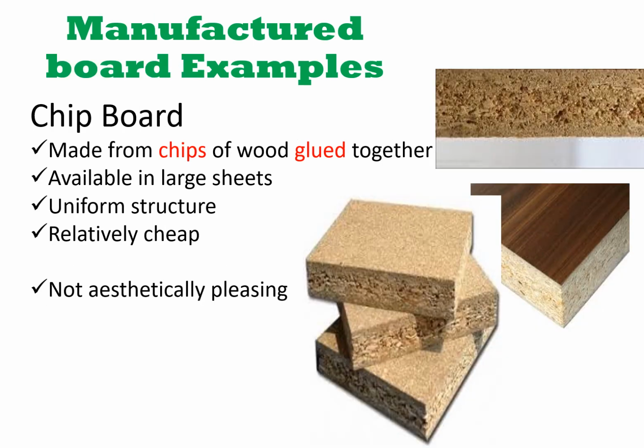The second type of manufactured board is chipboard. Chipboard is made from chips of wood glued together. You can see this from the picture. These are available in large sheets and again have a uniform structure. They are relatively cheap as they do not grow and they're not really aesthetically pleasing. They are generally used as a structure in construction and are covered with a veneer top.